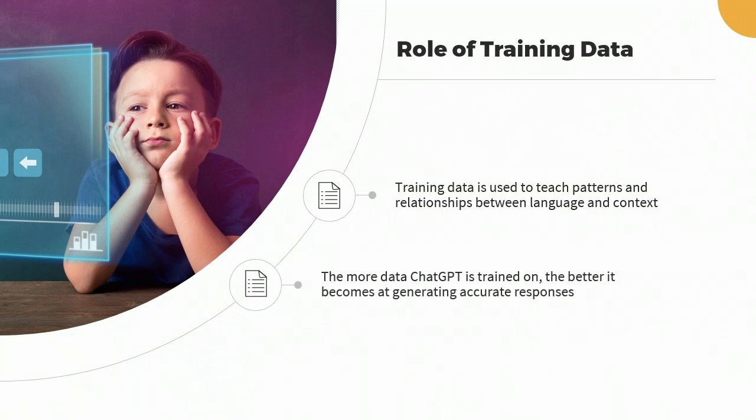The more data ChatGPT is trained on, the better it becomes at generating accurate responses. Therefore, providing the model with a wider range of examples to learn from improves its ability to understand the patterns and relationships of the language. Additionally, larger datasets can help to reduce the impact of biases and noise in the training data, as the model can learn from this more extensive and diverse set of examples.